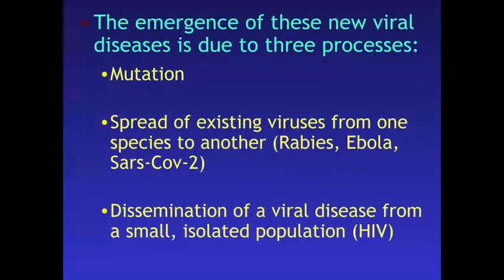All right. So again, the emergence of these new viral diseases is due to these three processes: mutation, which happens, as you saw, very easily with COVID, or HIV, and the spread of existing viruses from one species to another. Okay, rabies is a great example. Ebola is another example. The reservoir for rabies can be in raccoons, it can be in dogs, it can be in cats, it can be in bats, it can be in skunks and all sorts of animals.